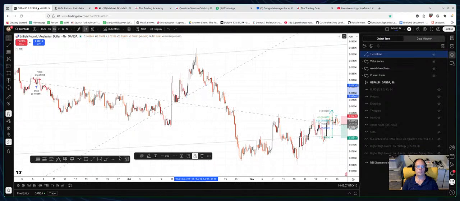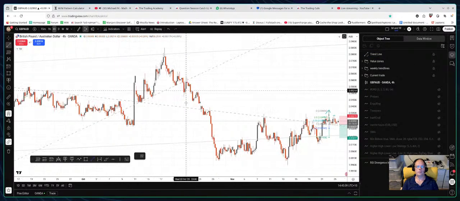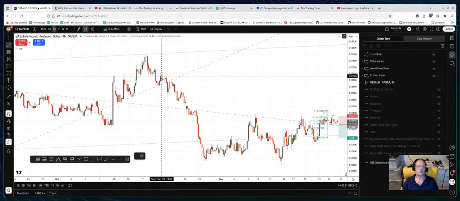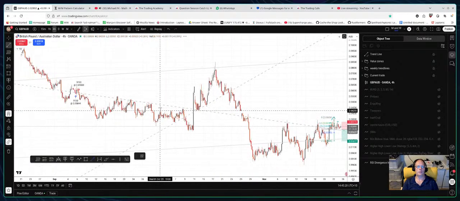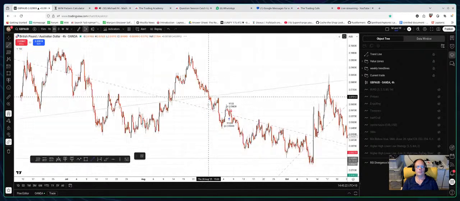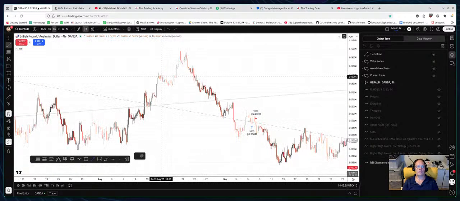We could do another one here. I mean, there are so many valid necklines you could do, although that's got to be the shoulder because it's higher than that one. That could be a shoulder if you wanted to make that part of the head, but I won't. Okay, there's another one, but it doesn't really have a shoulder.